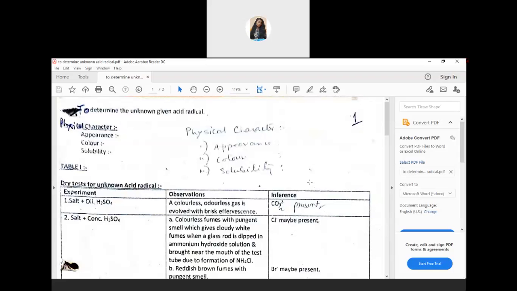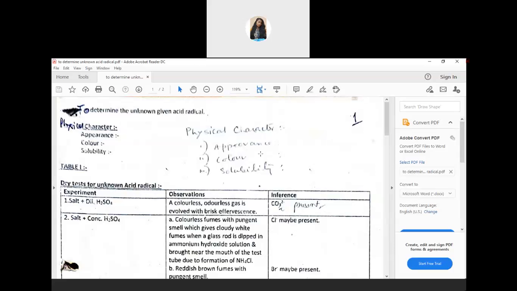So I am starting experiment number 5. I will share the PDF. The pages are dirty because I took a picture and made it into a PDF.